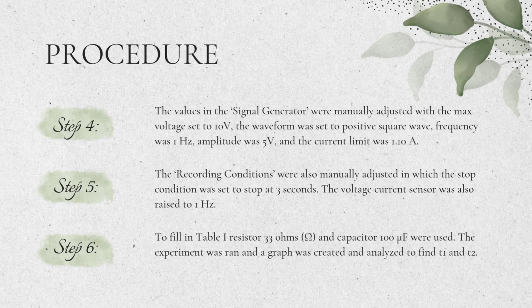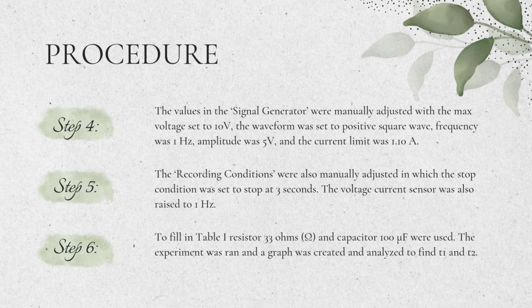For step 5, the recording conditions were also manually adjusted, in which the stop condition was set to stop at 3 seconds and the voltage current sensor was also rated to 1 Hz. By setting the recording time and frequency, we were able to limit the data collection to a clear short time frame that only focused on 1 or 2 complete charge and discharge cycles.